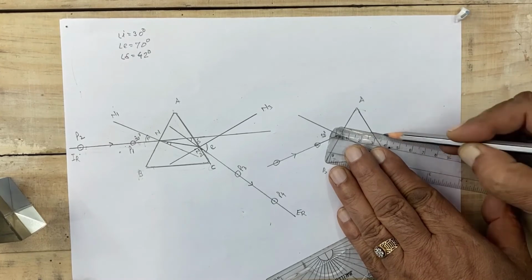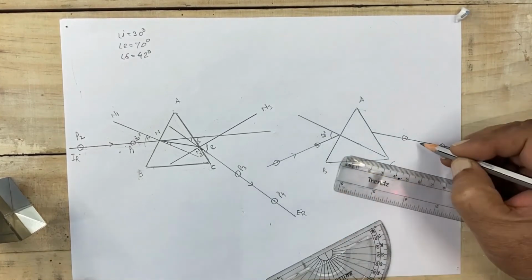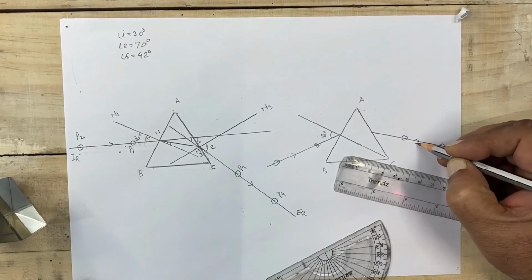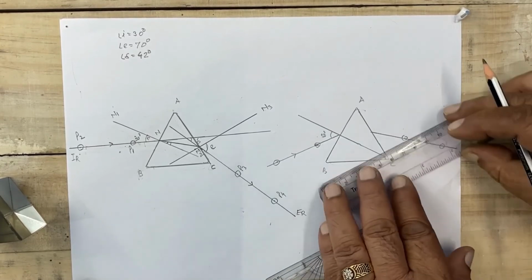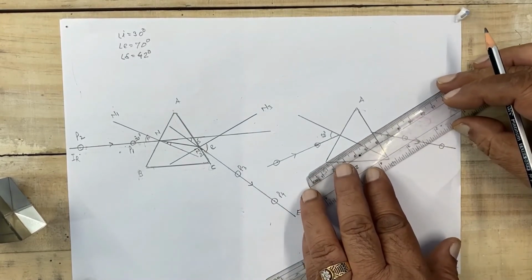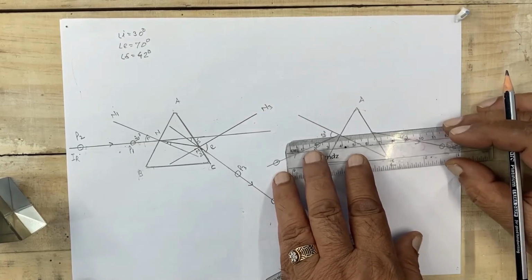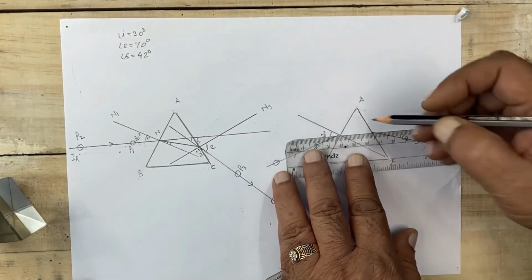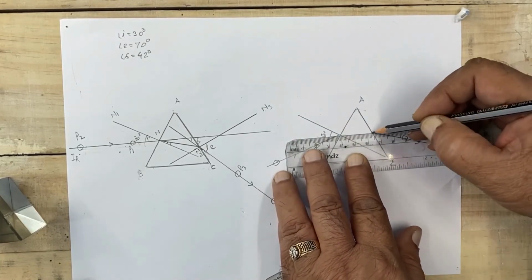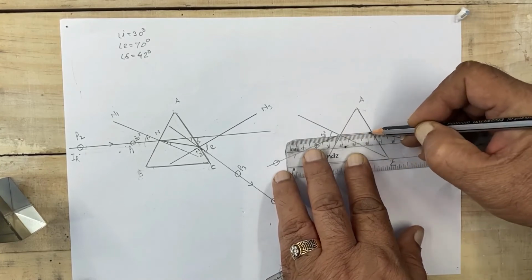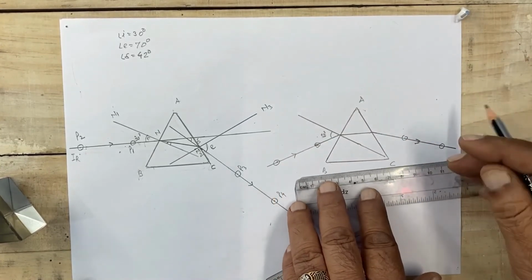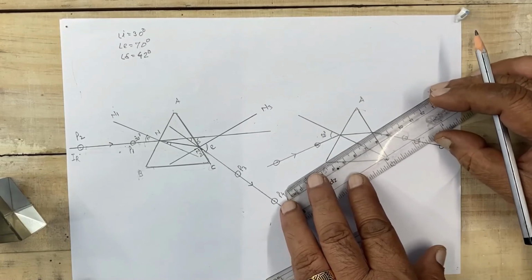Now we join these two marks. Yes, join. This is emergent ray. This is emergent ray. Now we have to draw the normal here. And before this, we are joining this refracted ray. हो जाएगा ये. Refracted ray.